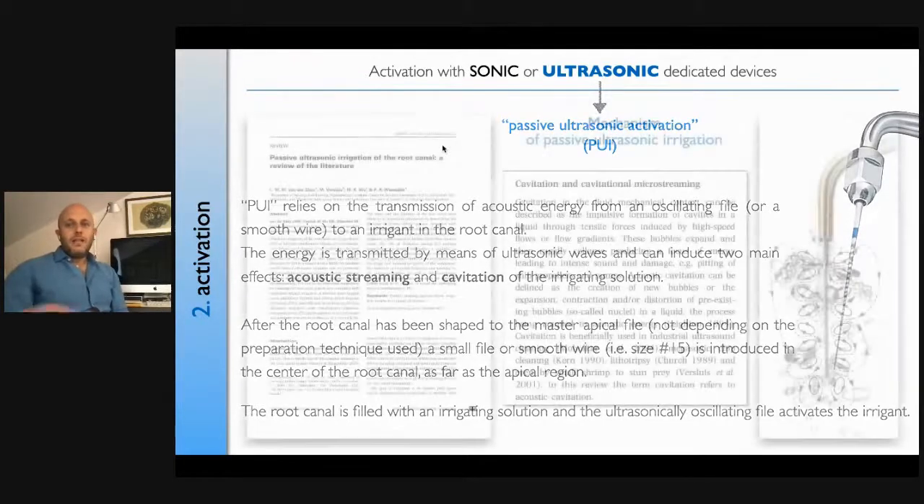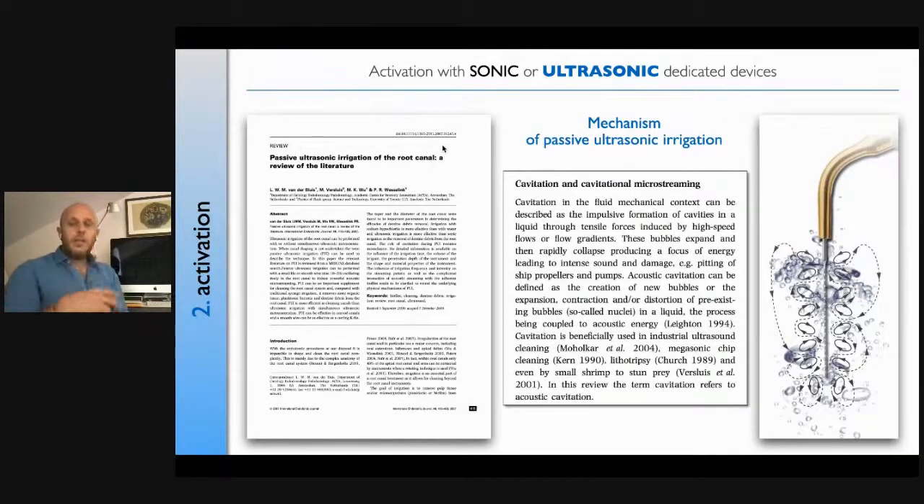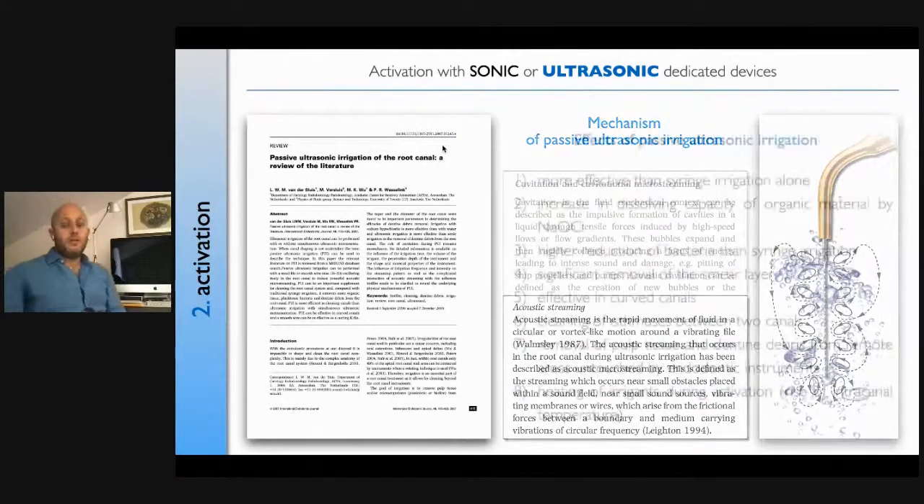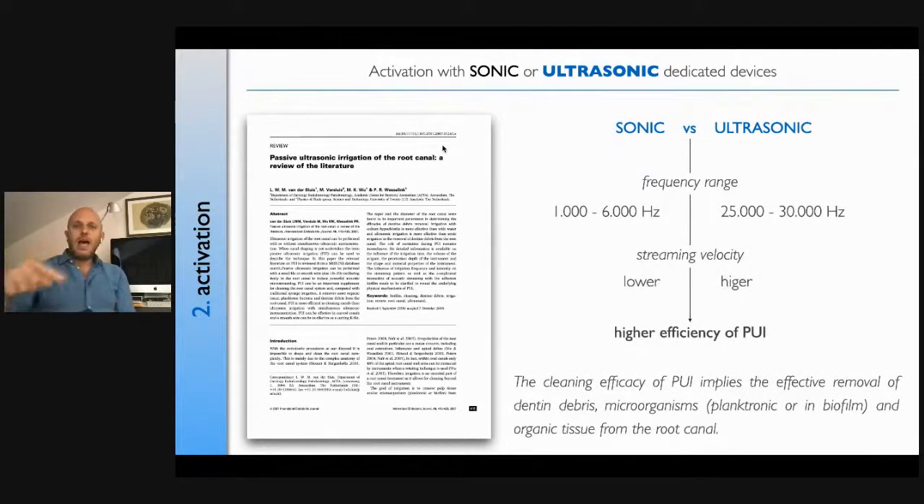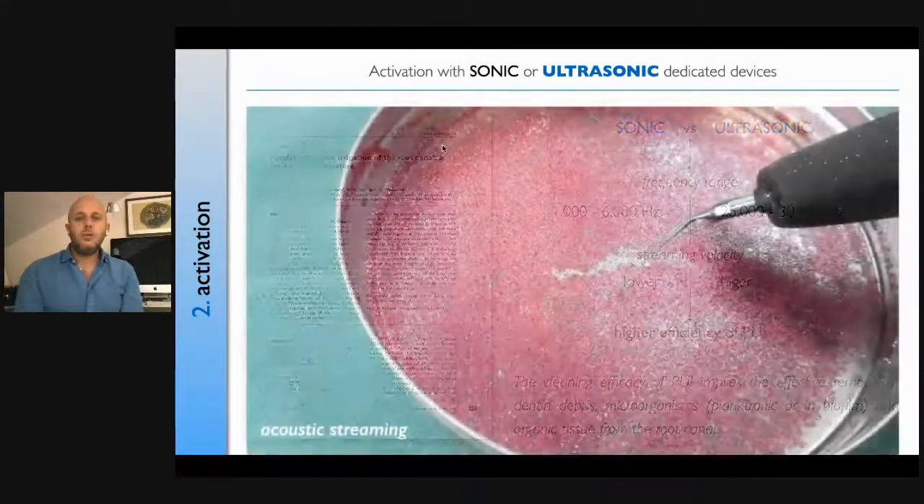So we can find on the market different devices made for ultrasonic activation of irrigating solution. And we have so much literature that confirms that passive ultrasonic activation is the best way possible to improve the efficiency of the irrigating solution. It's more effective than traditional manual dynamic activation, or more effective than the use of sonic systems, mainly thanks to the higher frequency range and the streaming velocity of the tip activated by an ultrasonic device. Look at this video.